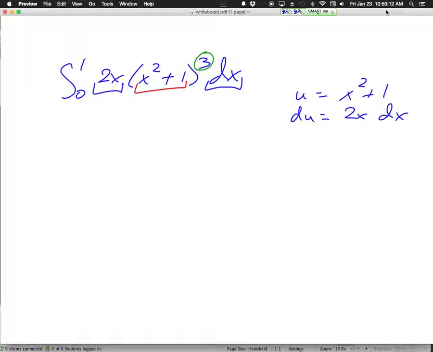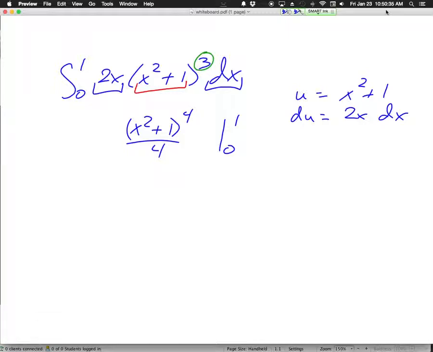So if I integrate the cube, it turns into the fourth. So it turns into the fourth over 4, and we're going from 0 to 1. So the 2x just goes away. It's a good question.